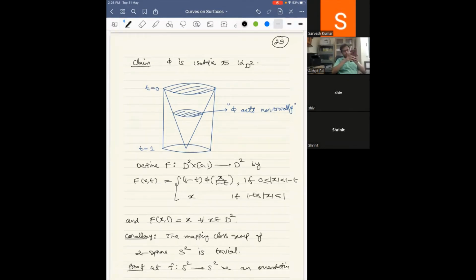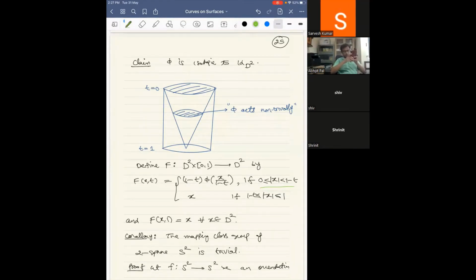So inside this disk, the disk of radius 1 minus t, what is the rule? The rule is this: (1 minus t) phi of x upon (1 minus t). And you can see this lies inside D. By definition, because phi is a homeomorphism, and if t is between 0 and 1, 1 minus t is also between 0 and 1. So this modulus is less than 1. So this makes sense, right?